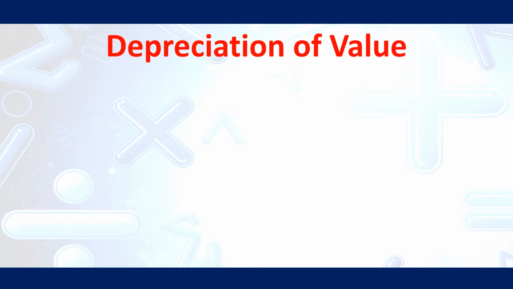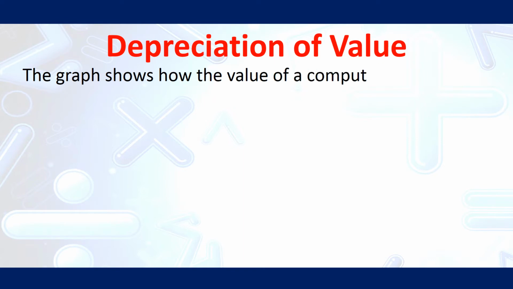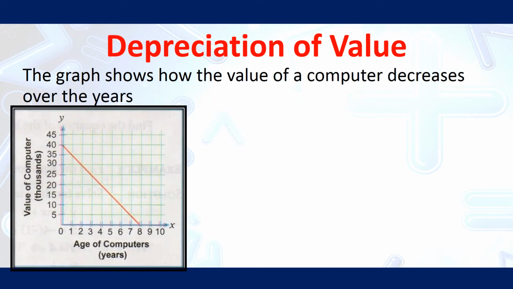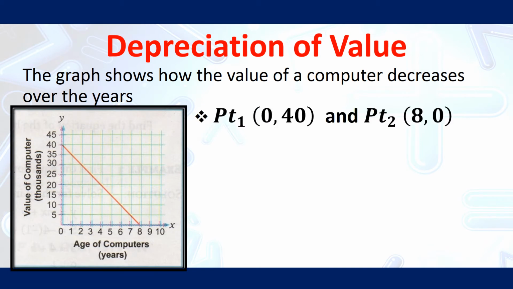Another example is the depreciation of value. The graph shows how the value of a computer decreases over the years. Point 1 is at 0, 40 and point 2 is at 8, 0.